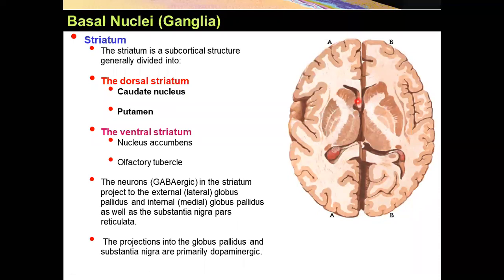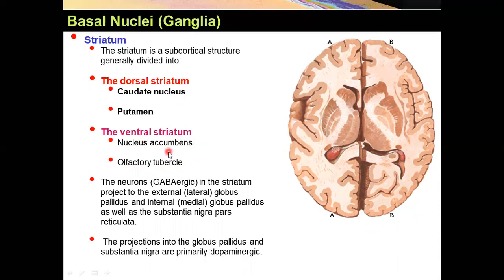Okay, now let's continue with the striatum. The striatum is a subcortical structure generally divided into the dorsal striatum, which contains the caudate nucleus and the putamen, and the ventral striatum that includes the nucleus accumbens. We don't see it here, and the olfactory tubercle. We don't see this also on this picture, but we will have a picture showing these two structures.